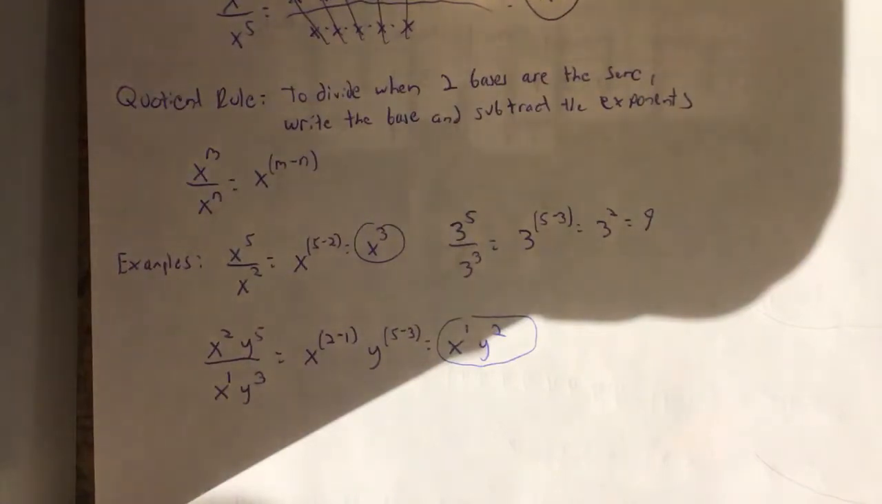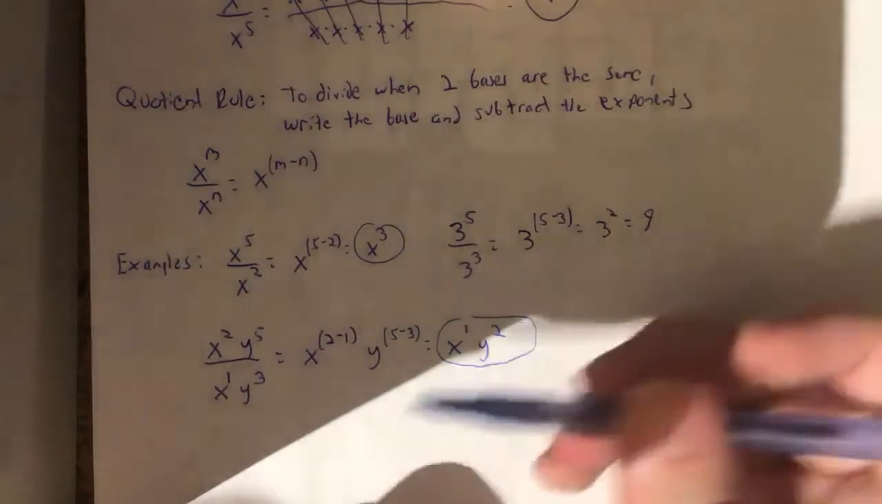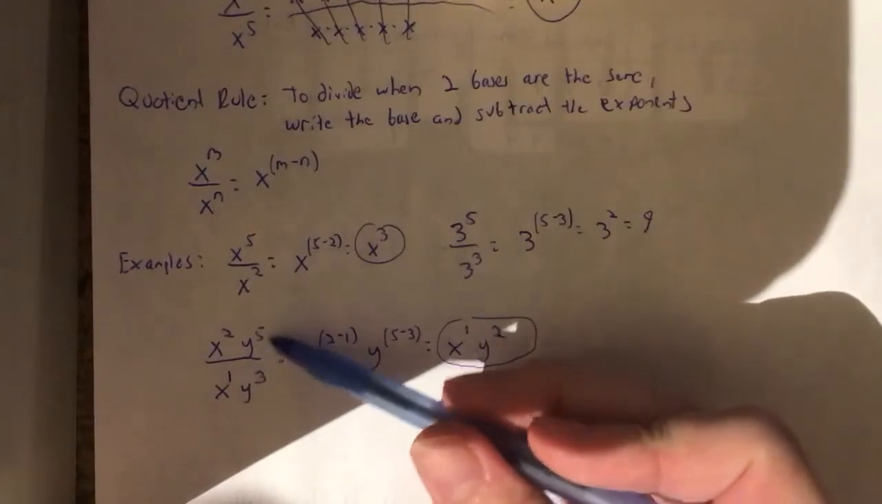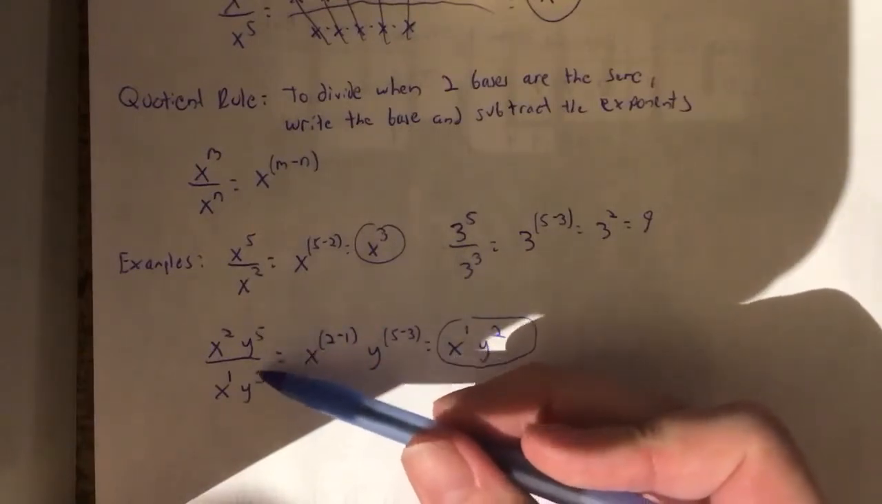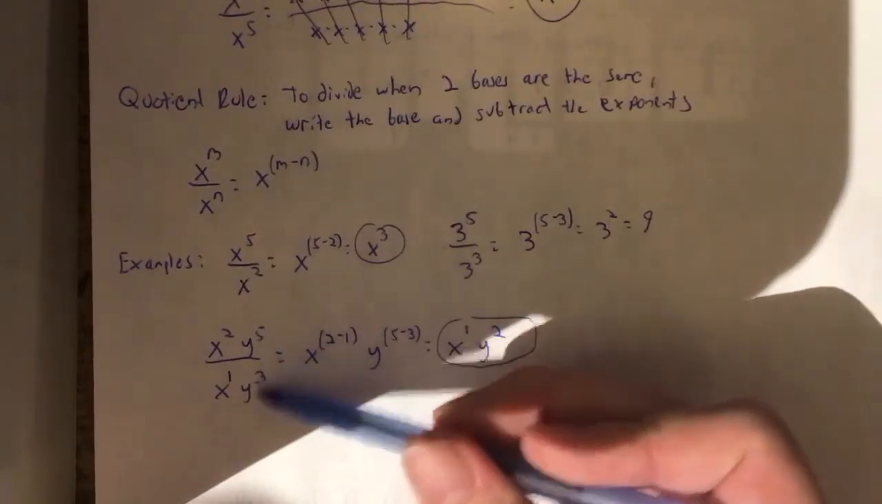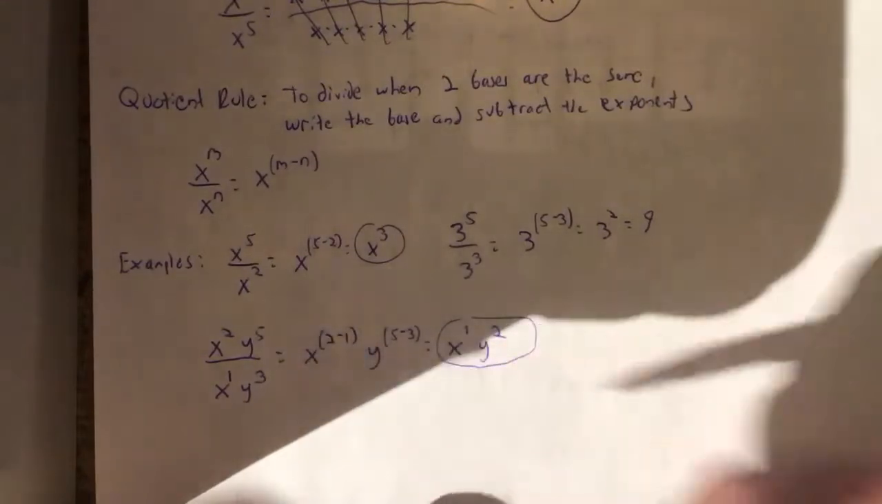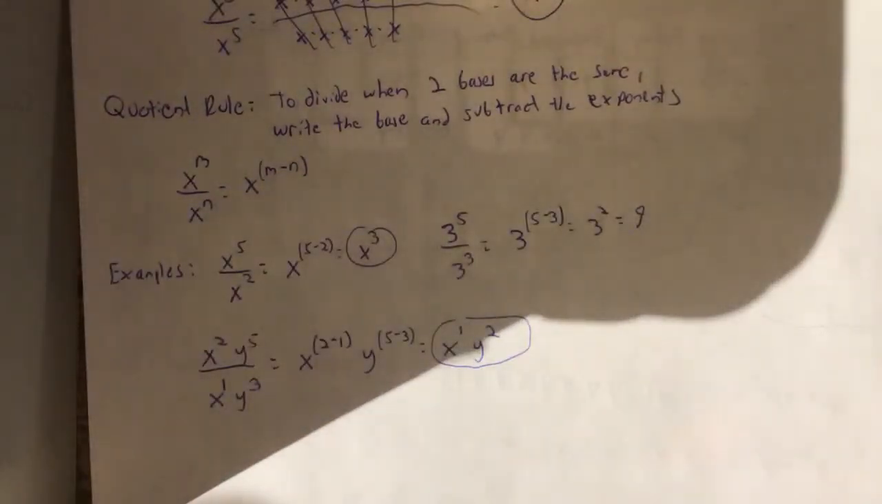Now we're going to get into negative exponents. What if I had, instead of 5 on the top and 3 on the bottom, what if I reverse it, put 3 on the top, 5 on the bottom? I'm going to get a negative exponent. So what is a negative exponent?